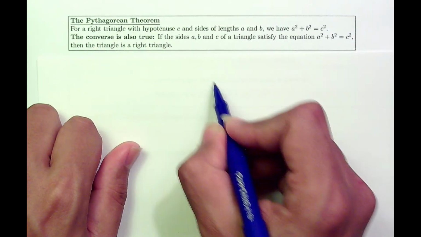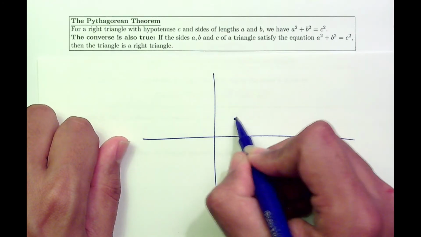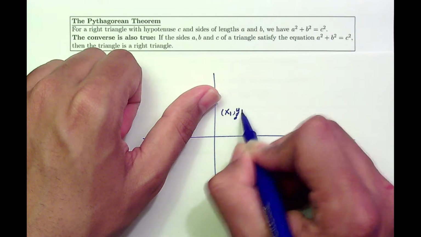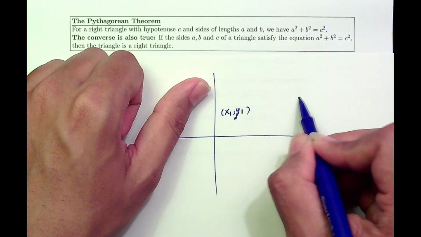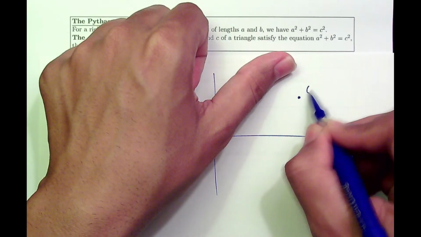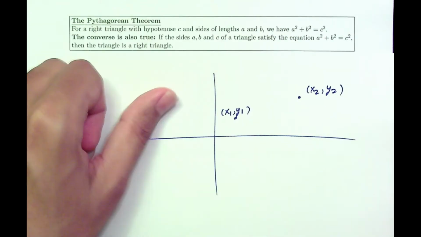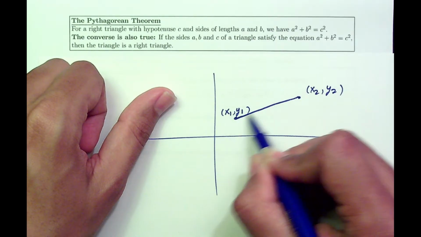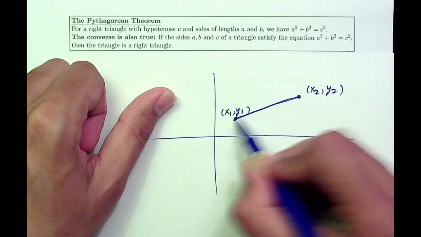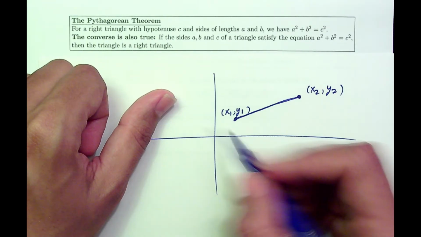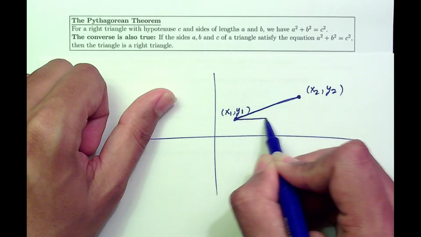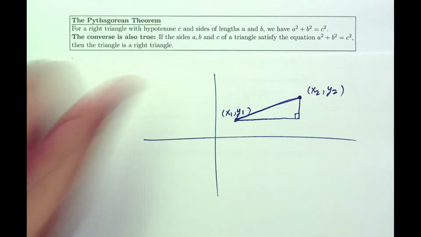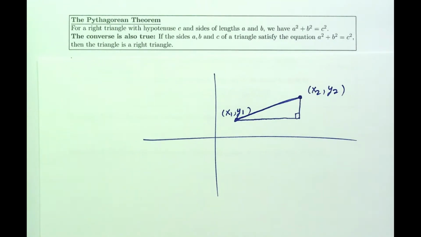So if you have 2 points on the plane, let's say I have this point right here, x1, y1, and then I have another point over here, x2, y2. Then the question is, how do you figure out the distance between these 2 points if I know the coordinates? Well, we're going to complete this triangle right here. And you see that that is a right triangle, right there.